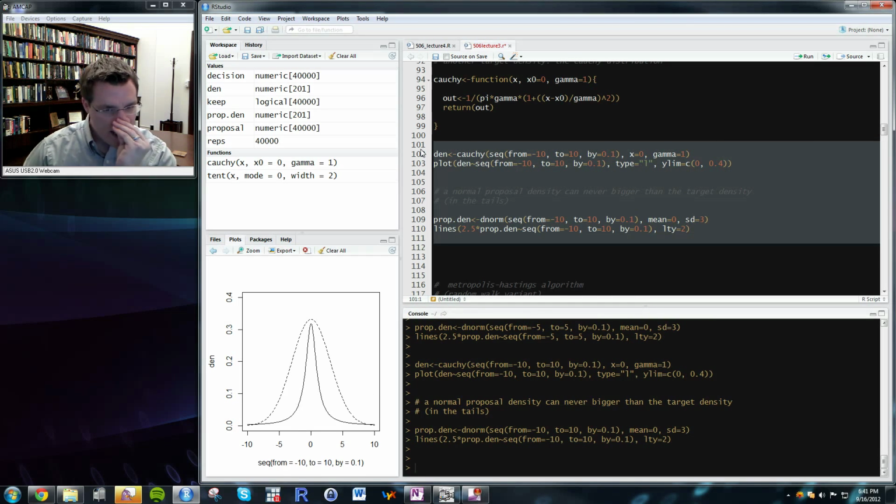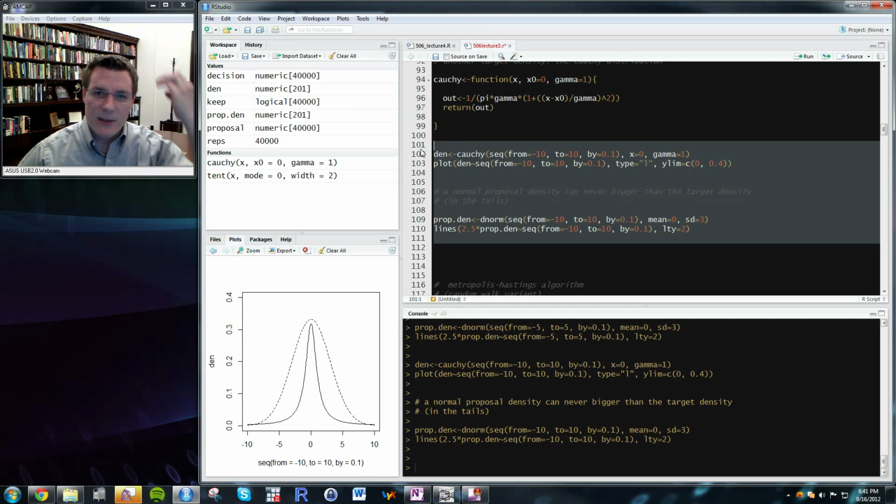You can see that as we get further out, the normal proposal density actually dips under the Cauchy. And this is what I was saying. No matter how much I pump up that normal, I can always zoom out further and get the normal tails to dip below the Cauchy tails. So as a technical matter, the normal density is never appropriate, at least in the accept-reject algorithm, as a proposal density for sampling out of the Cauchy.